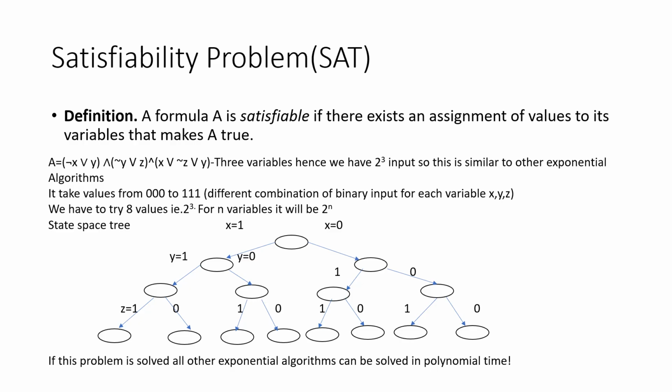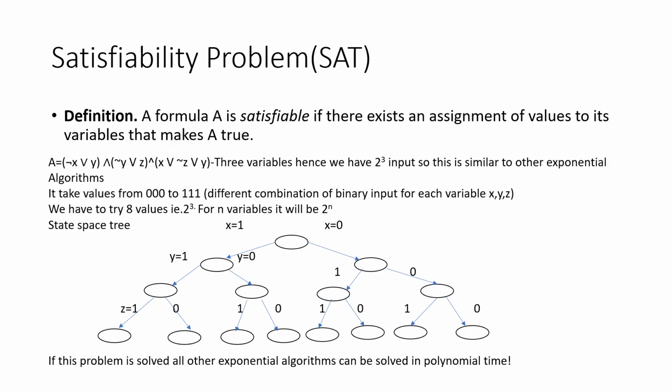For example, the first time we'll have 0 0 0, the second time we may have 0 1 0, and the third time we may have 0 1 1, which means x carries 0, y carries 1, and z carries 1. Likewise, our input may range from 000 to 111. So probably 2 power 3 inputs. We have to try all 8 values for our 3 variables x, y, z, which has 2 power 3 possible inputs. If you analyze this, it is similar to our exponential algorithm problem statements.